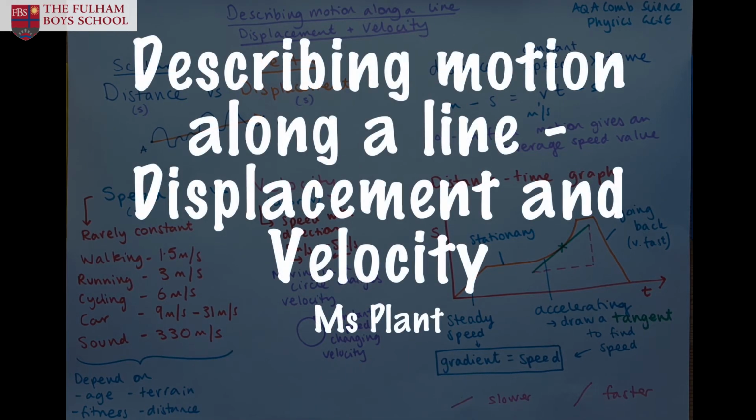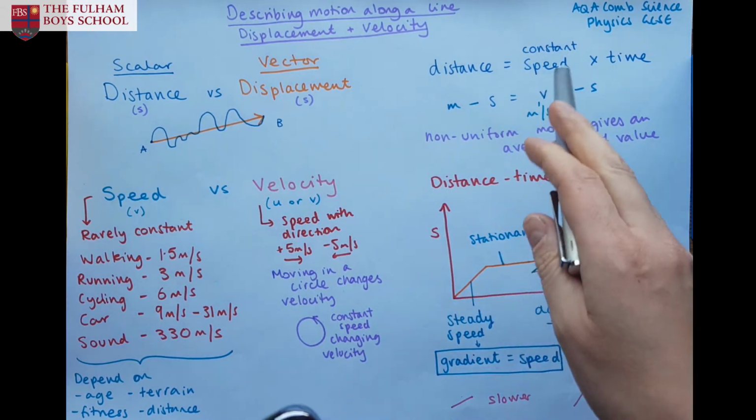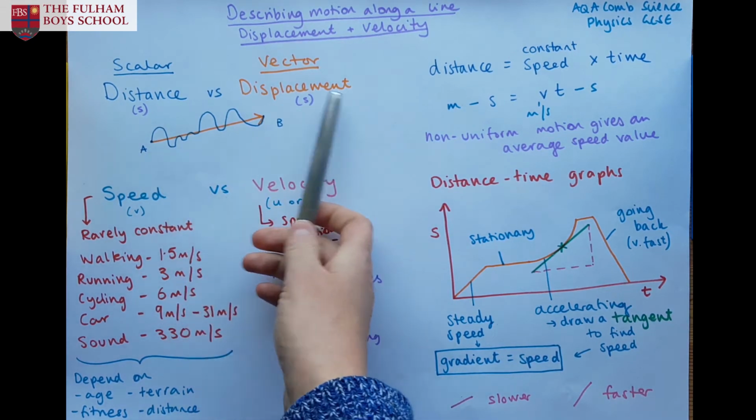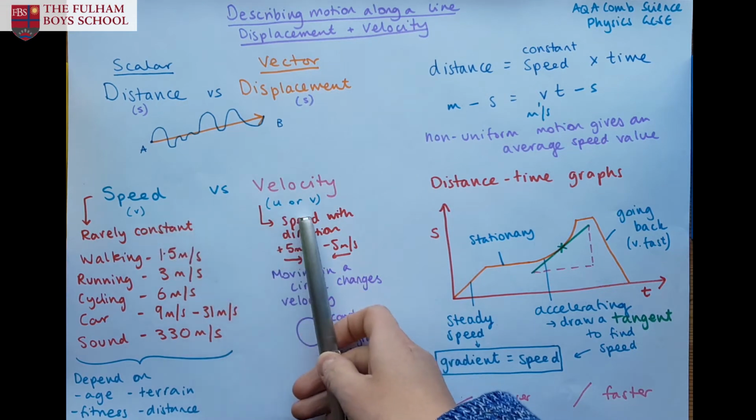I'm going to be describing motion along a line, the displacement and velocity section, in 5 minutes. It's for AQA Combined Science and Physics GCSE. So there are two key definitions you need to understand: the difference between distance, displacement, speed and velocity.